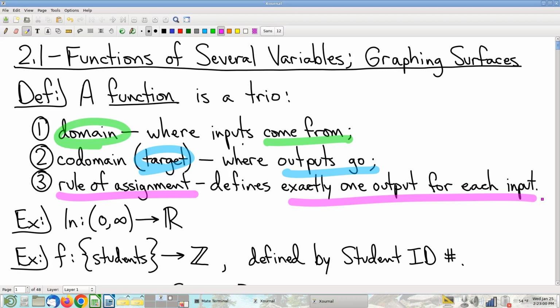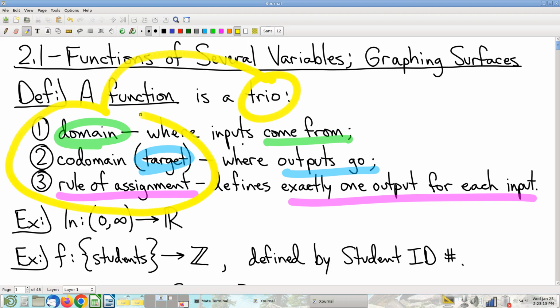Whatever that rule is that plays the role of a formula, it's called the rule of assignment. So again, a function is not just one of these things. A function is the trio of all three of these.